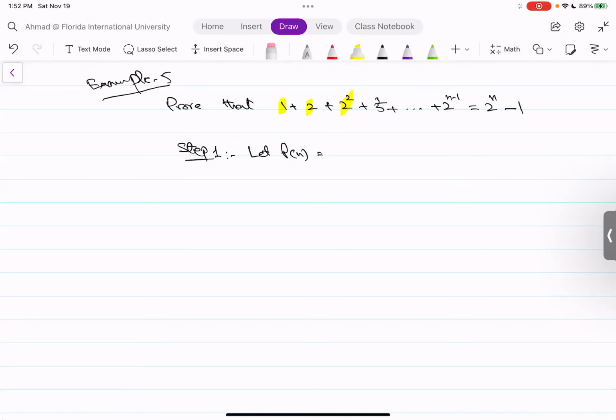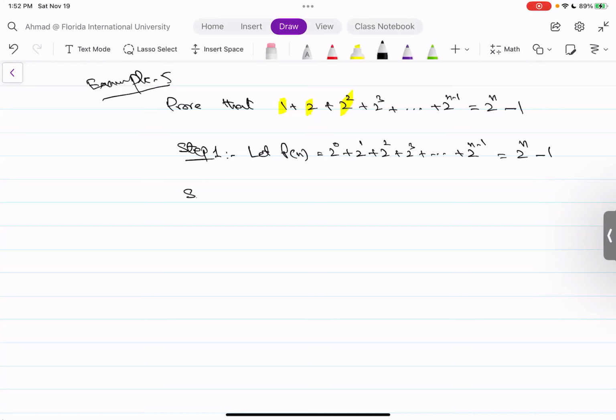So I can write it like this: 2 to the power of 0 plus 2 to the power of 1 plus 2 square plus 2 cube, not 2, 3, plus so on plus 2 to the power of n minus 1 is equal to 2 to the power of n minus 1. That's what I'm going to prove. This is my first step.